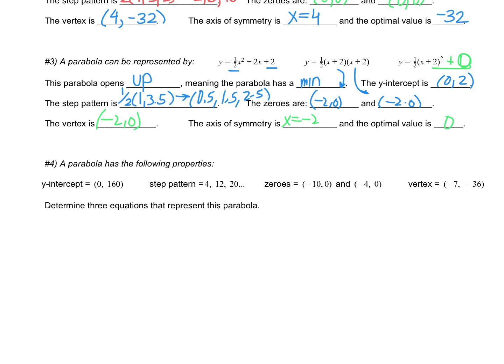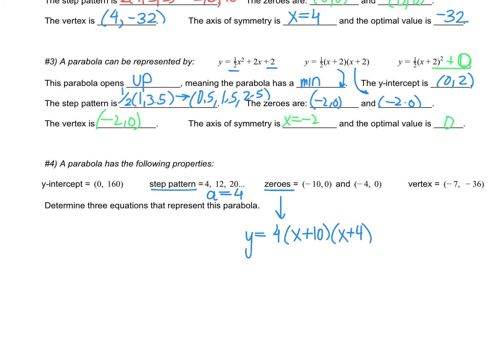Okay, so I'm going to start with my factored form. For the factored form, I care about the zeros and the step pattern. This step pattern of 4, 12, 20 tells me that the A value is 4. So right now I know my equation will start with y equals 4. And then if my first zero is -10, that means the bracket must have been x plus 10. Remember the opposite sign. And then if the second zero is -4, then I should have x plus 4.